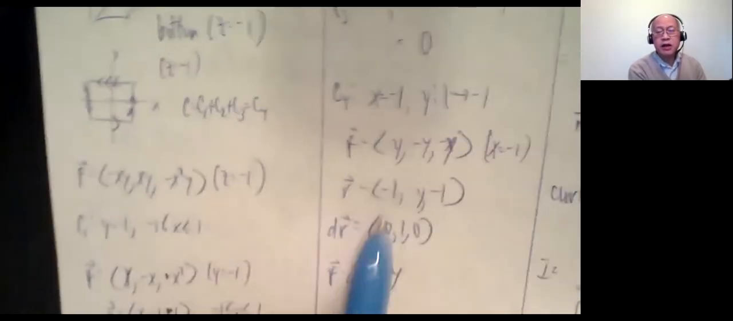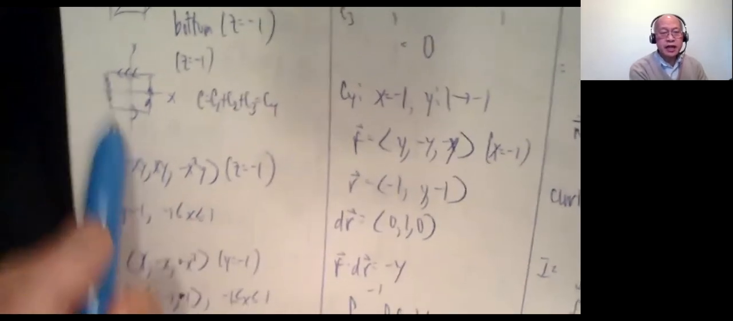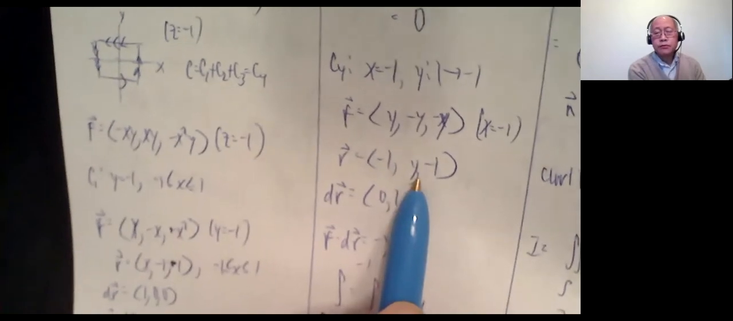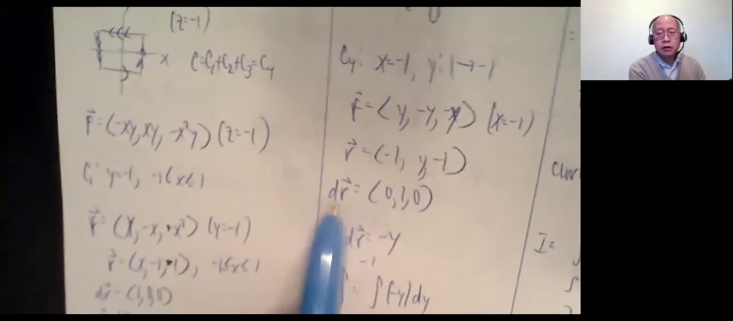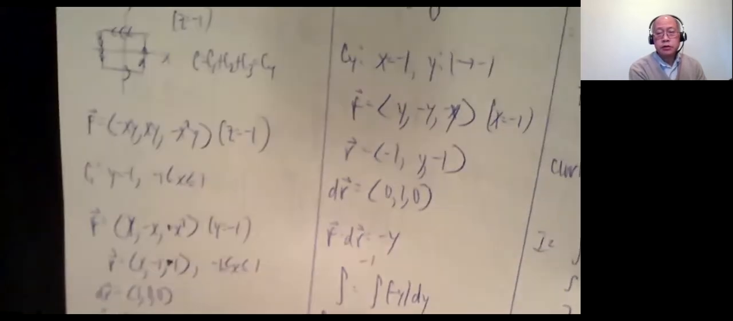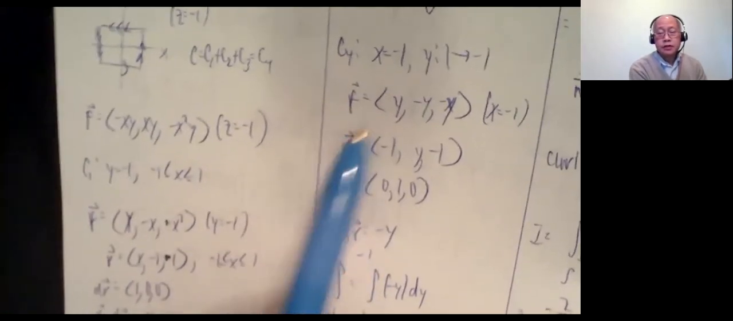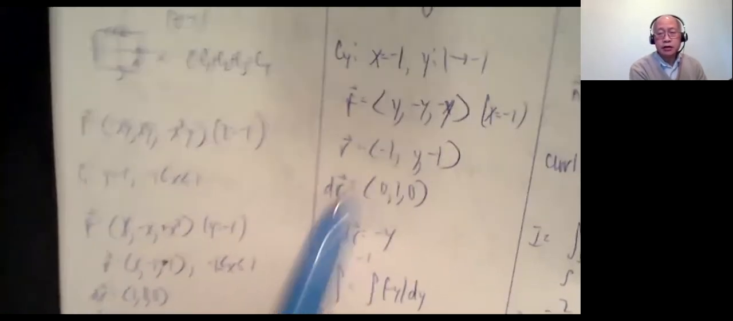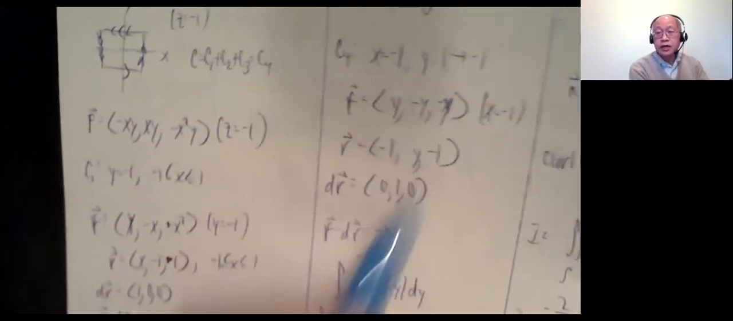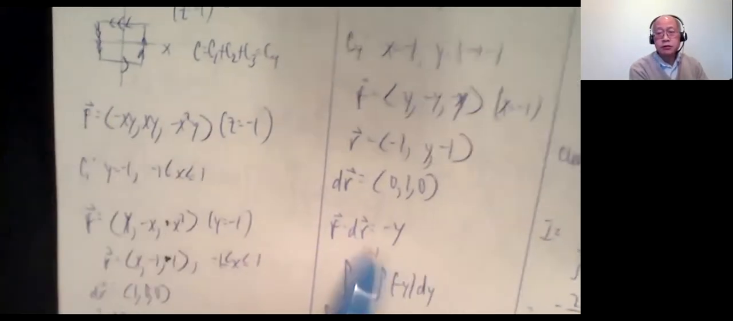What is the position vector? X, y, z. Well, x is negative 1. Z is negative 1, and y is still y, of course. Okay, so what's dr? Derivative 0, 1, 0. So take the dot product, f dot dr. Y times nothing is nothing. Negative y times 1 is negative y. Negative y times 0 is 0, so negative y.